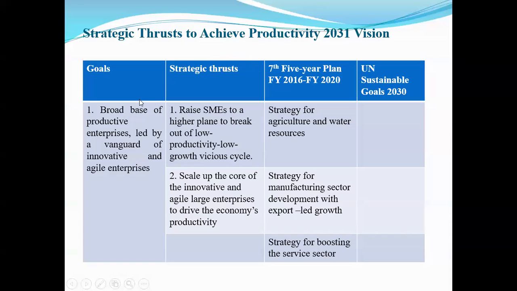We consider the productivity vision: broad-based productivity, with enterprise led by a vanguard of innovative and agile enterprises. The strategic thrust is to raise the SMEs to a higher plane to break out of the low productivity, low growth vicious cycle. Another strategy is to scale up the core of innovative and agile large enterprises to drive the economy's productivity. But the 7th Five-Year Plan, 2016.